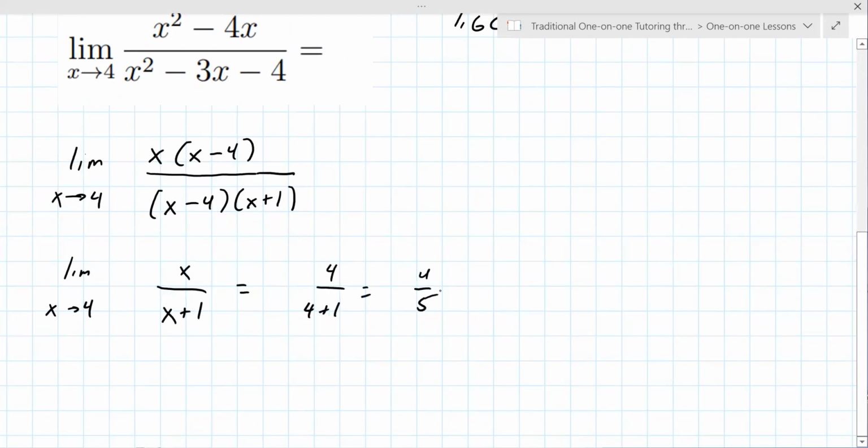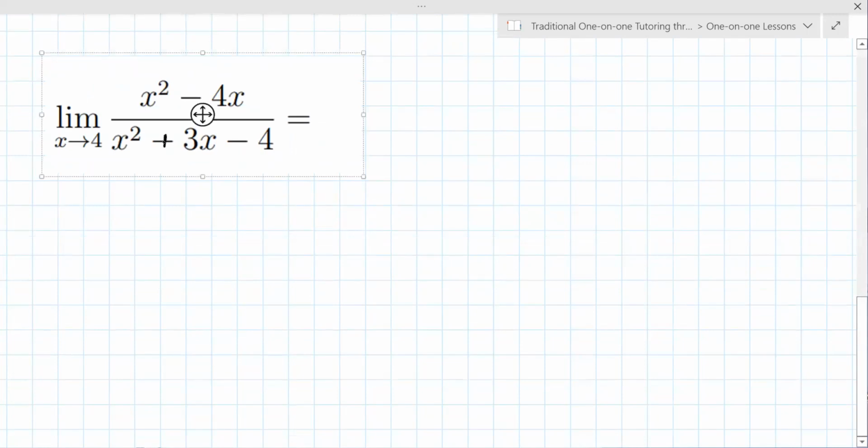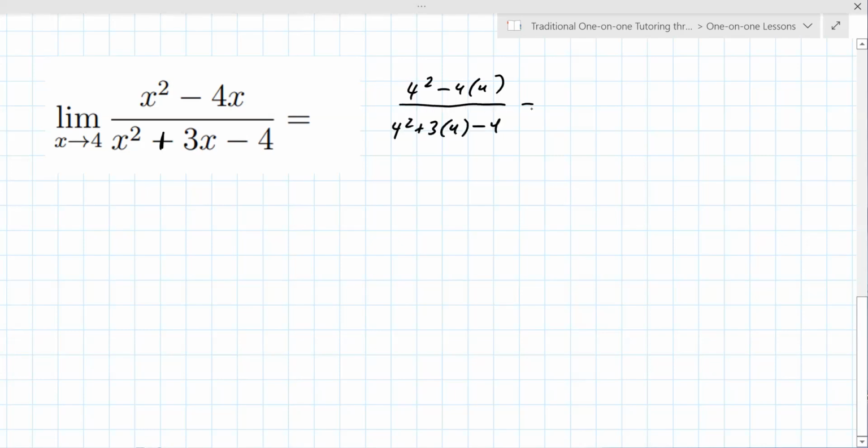Now, a really similar problem to this has the appearance of being one that works. If I change this to a +3 down here on the bottom, if you aren't careful and you just think, oh, it's going to be one of those that cancels, this one actually works out just fine. It ends up being 4 squared minus 4 times 4, which is 0. That's okay. 4 squared plus 3 times 4 minus 4. It ends up being 0 on top, and then 24 on the bottom.